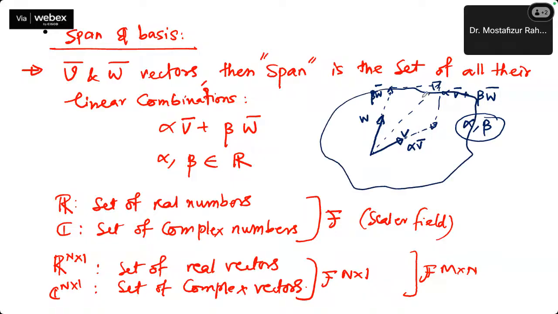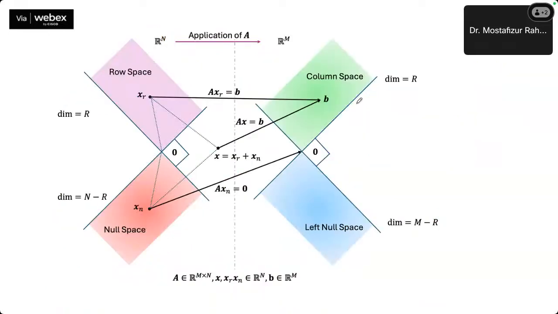Some space where your vectors are actually spanned, right? So that's basically the span, which is basically the set of all linear combinations of these two vectors v and w, right? So now I'll come to this picture a little later. Now let's understand linear transformation.